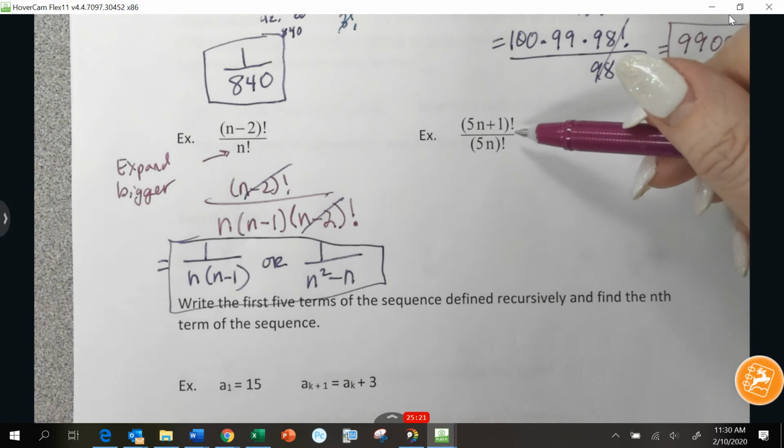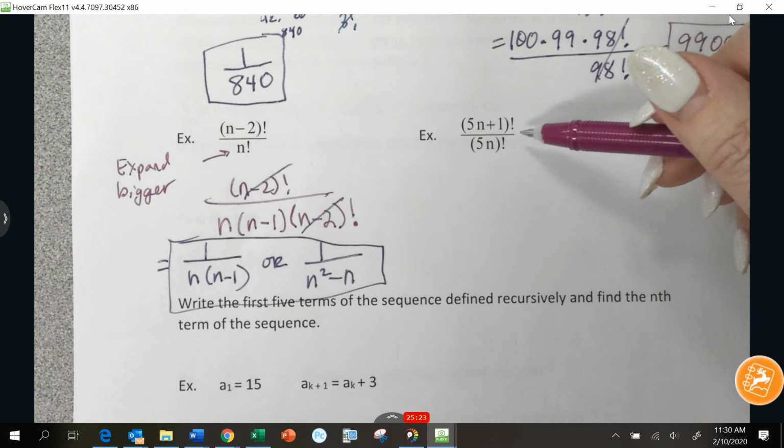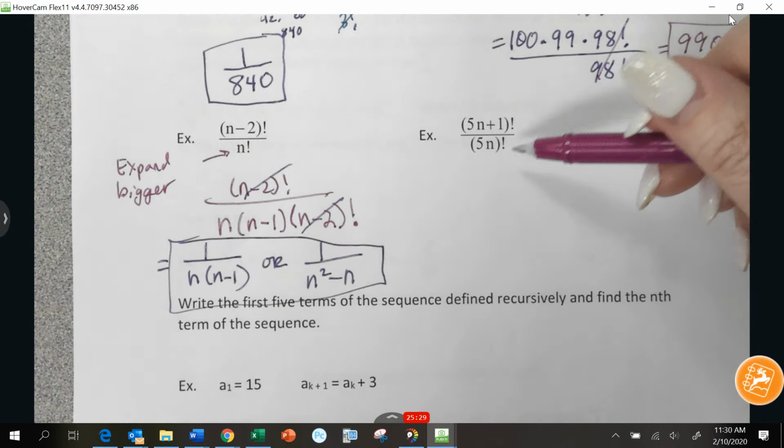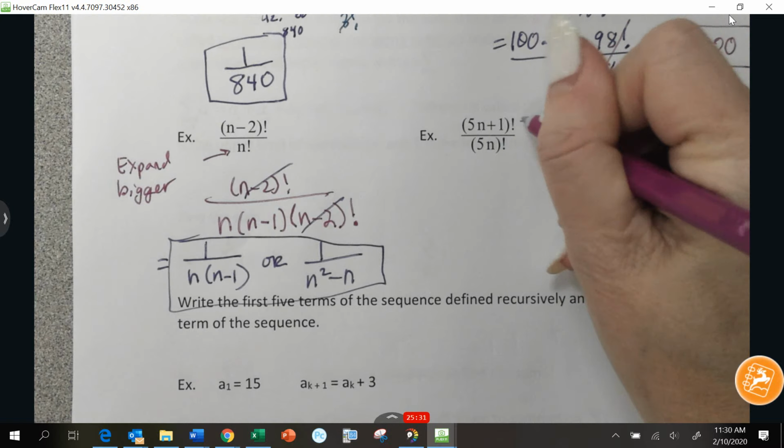So this next one, expand the bigger one. Which one's bigger? 5n plus 1 or 5n? Plus 1 is the bigger one, right?